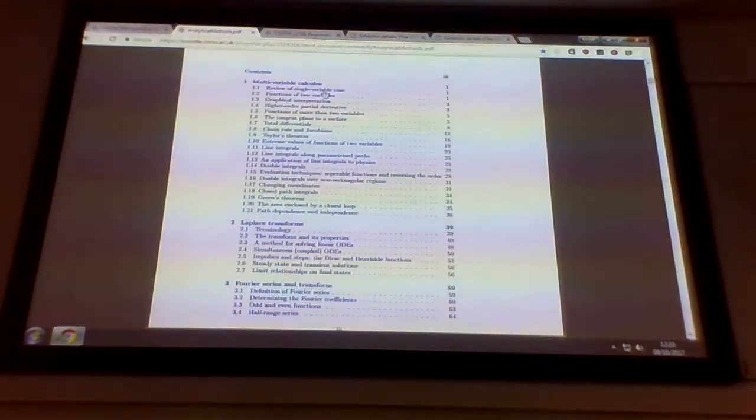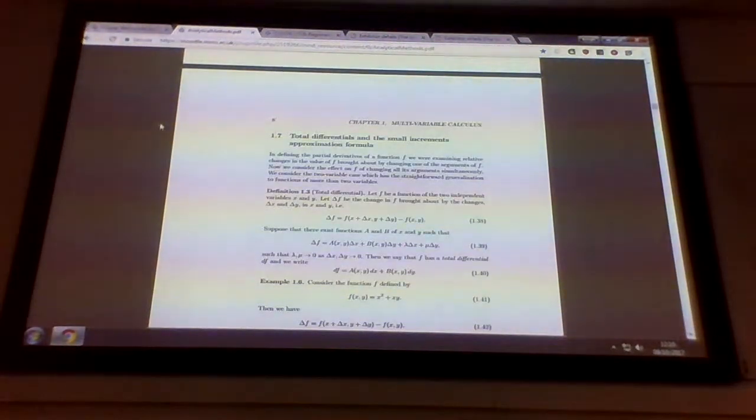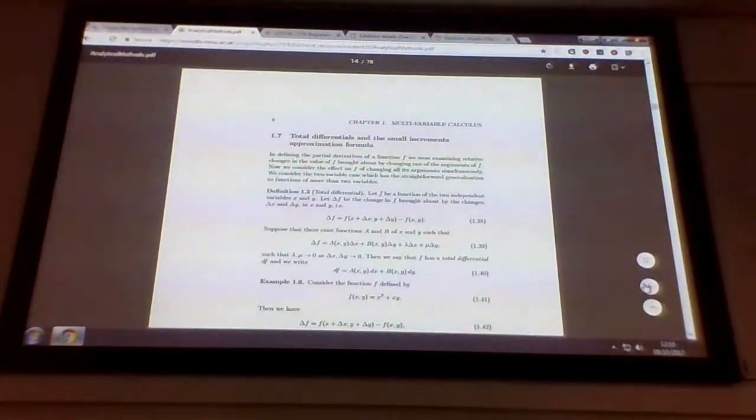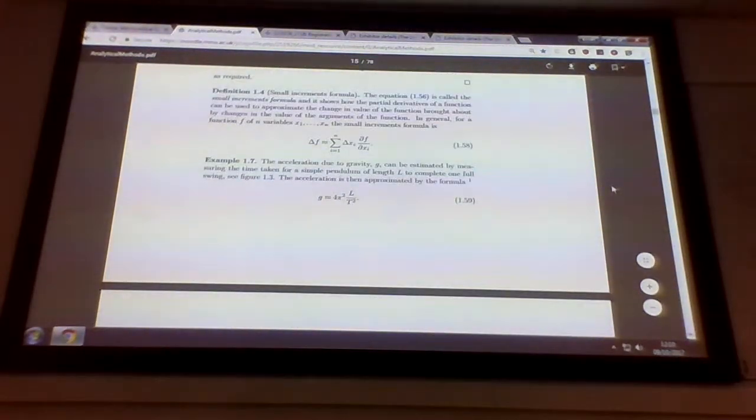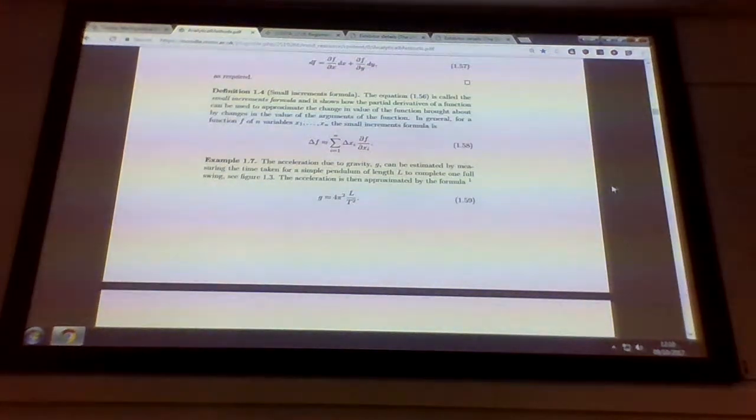Okay, so what I'd like to do to start off today is to return to the section on total differentials and the small increments formula. I might have gone through this a little bit swiftly the last time. I'd like to return to this and just have a look at another example. And I've got an in-class exercise which we'll try together in a few moments as well.